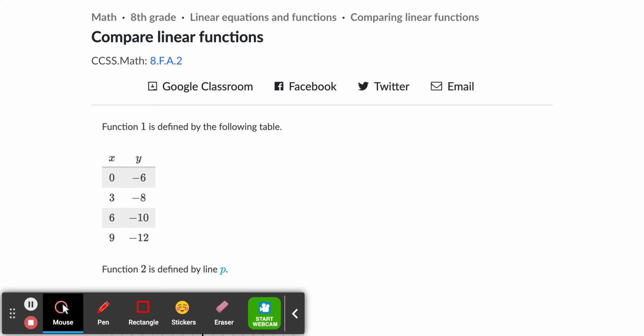If you think about your slope-intercept form, we have your two main features, slope and y-intercept. And the comparing is going to happen between two different functions at a time. Okay, so here's example number one.